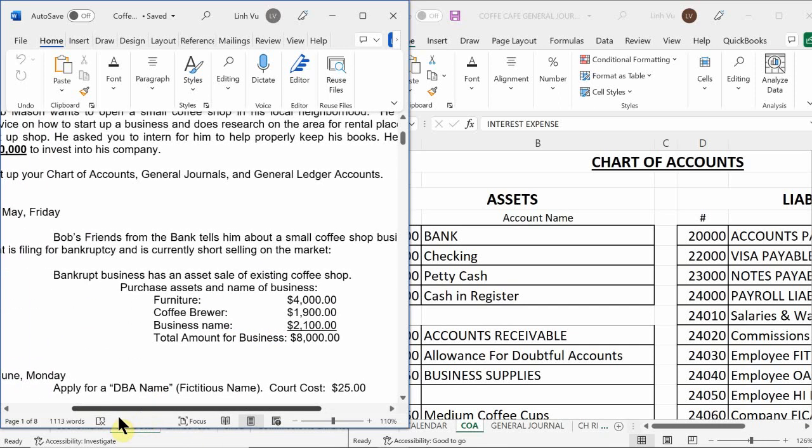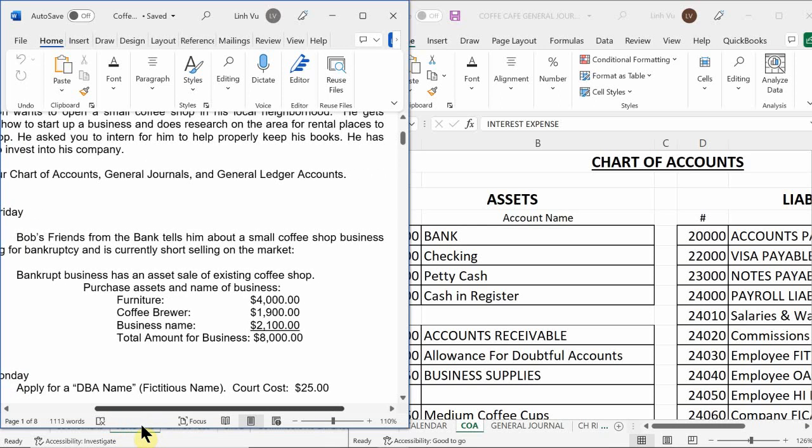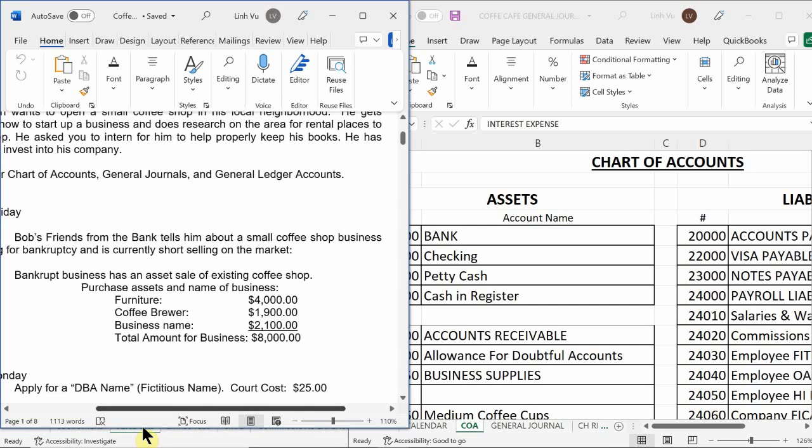The company has furniture worth $4,000. These are all appraised. This isn't their market value, and this isn't what's on their books. These are all fair market value. It's already been appraised, so this is what's going on in this company. They have $4,000 worth of furniture, a coffee brewer that's worth $1,900, and a business name which is worth $2,100.